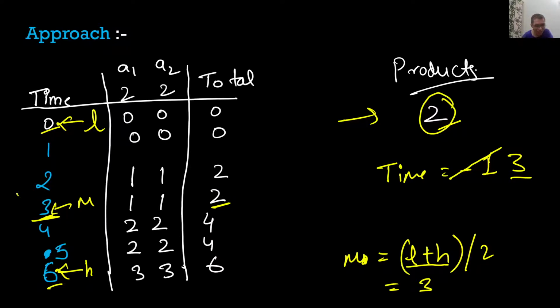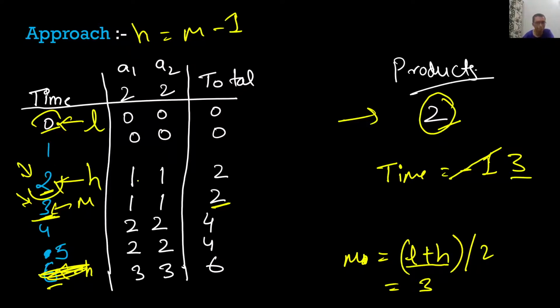But tell me, is 3 the minimum time for making two products or not? The answer is no. Still, the minimum time is 2. So again, I have to search for another 2 in this range, right? So I'll change my high from here till here, right? So for this, I'll set high equals to mid - 1 to search in this range.